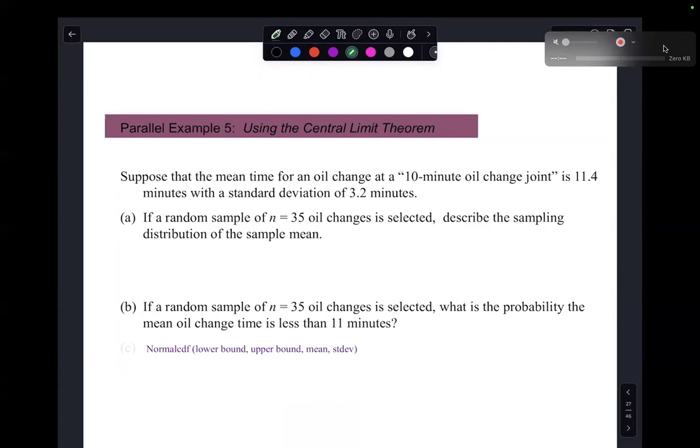So here, when we describe it, we want you to know that the mean is equal to 11.4 and your standard deviation is 3.2 divided by the square root of 35. So I would like you to find that if we took a simple random sample of 35 oil changes, what is the probability that the average oil time of that sample is less than 11 minutes? Go ahead and give that a shot in your calculator.